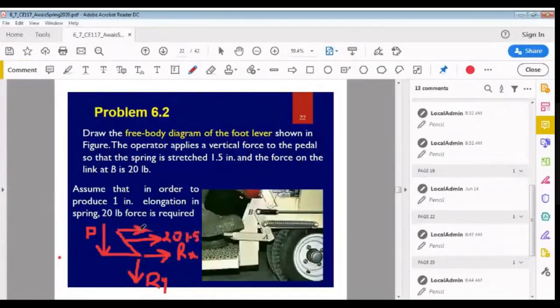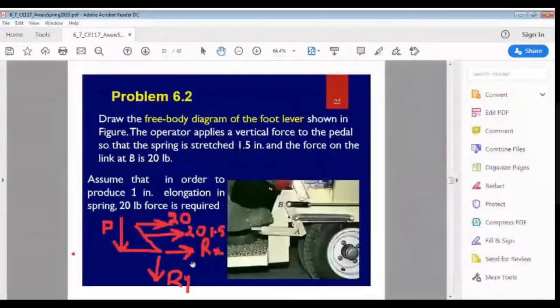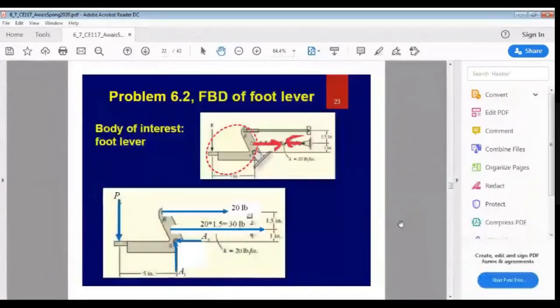And the force in the link is also given, the force on the link at B is 20 pounds. So this is also 20. So this is how you have to solve it. First of all, draw the body, then show the applied loads, and then keep on replacing the supports with the reaction forces. Let's look into another example and maybe it will be more clear.